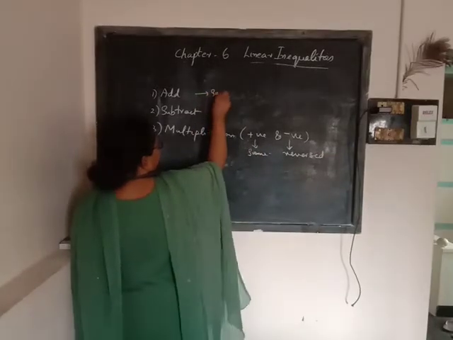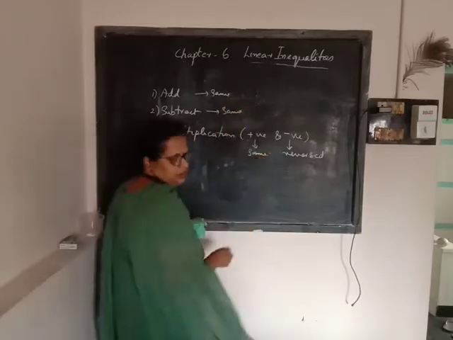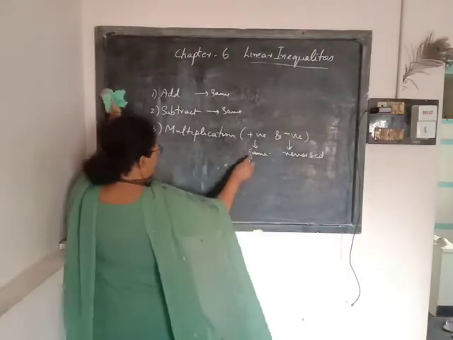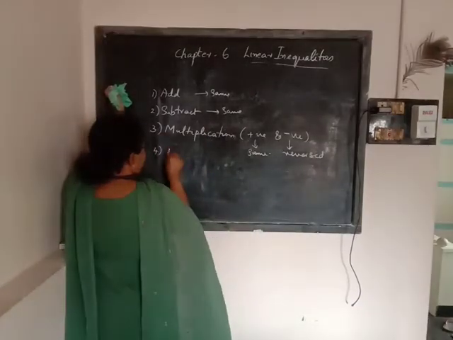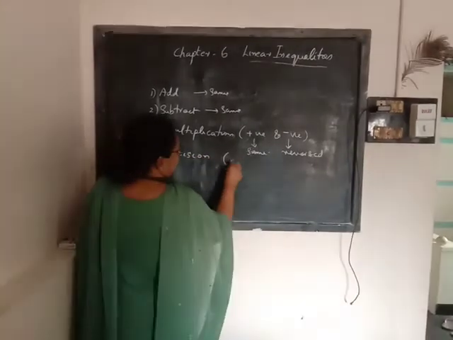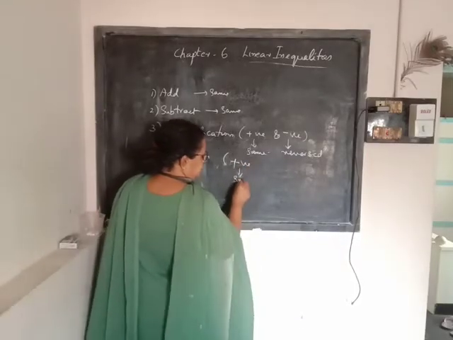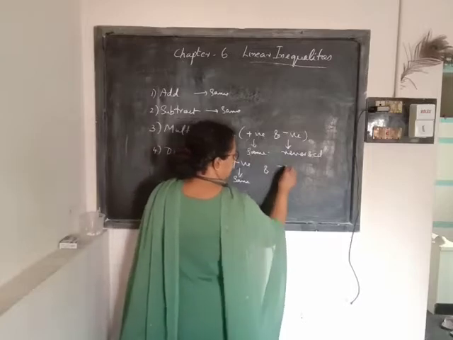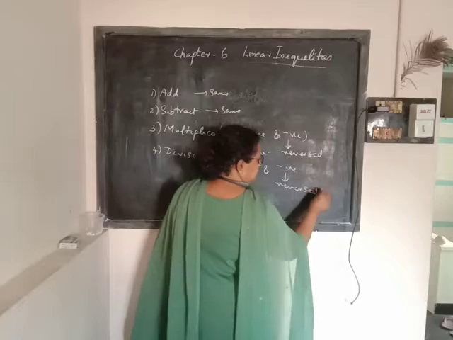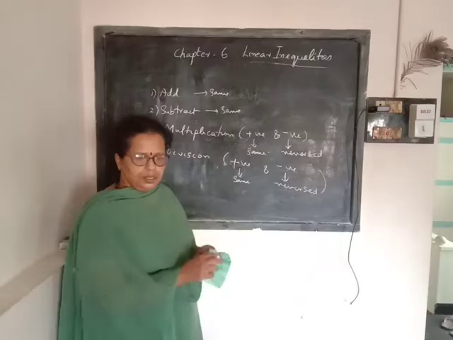When we add, the inequality remains the same, subtract also the same, positive multiplication also the same, negative multiplication reversed. The same rule for division as well. When we divide both sides by a positive number, we have already seen the inequality stays the same. But when we divide by a negative number, the inequality will be reversed. These rules you have to remember when you solve inequalities.